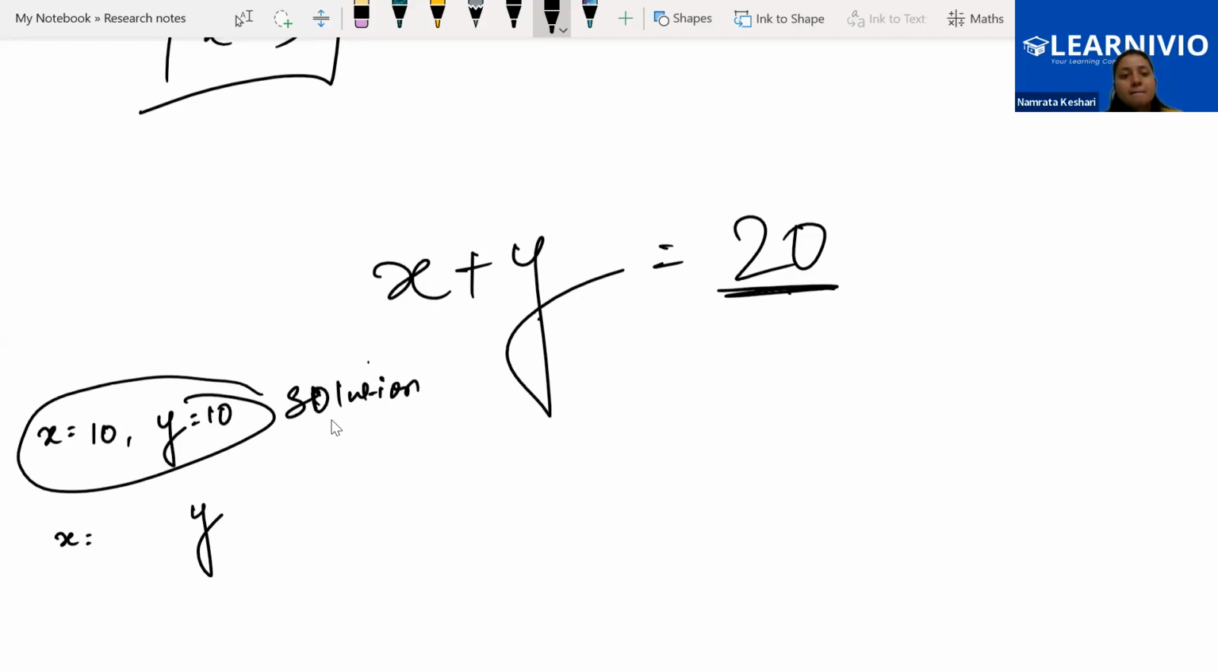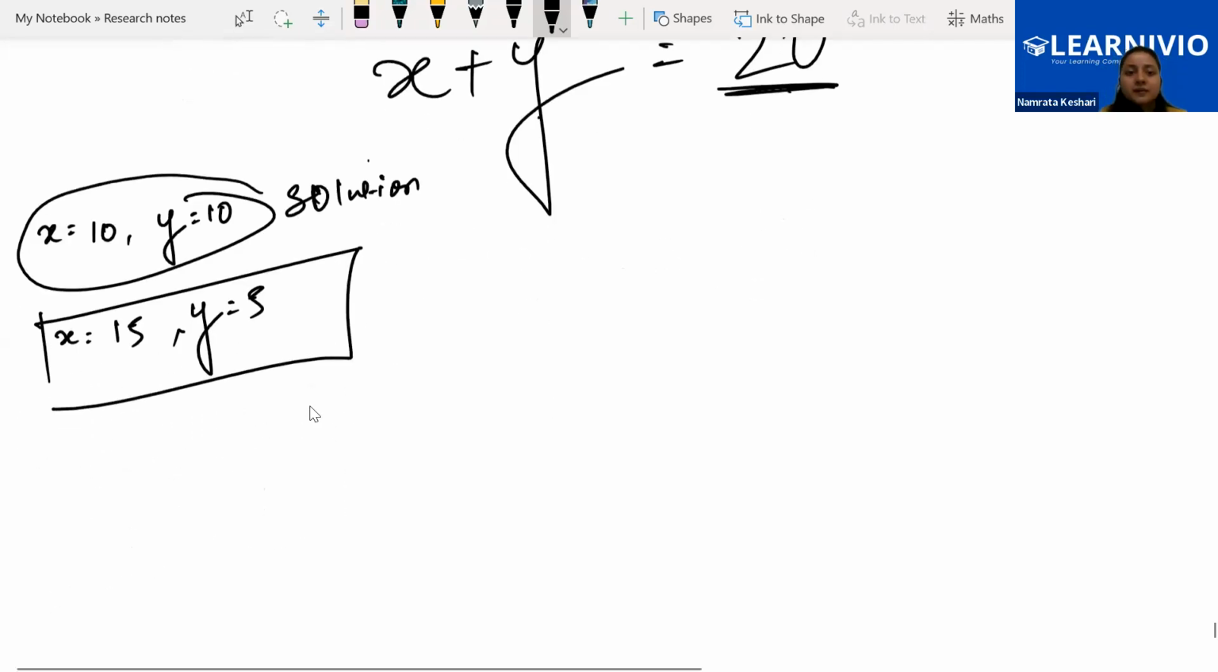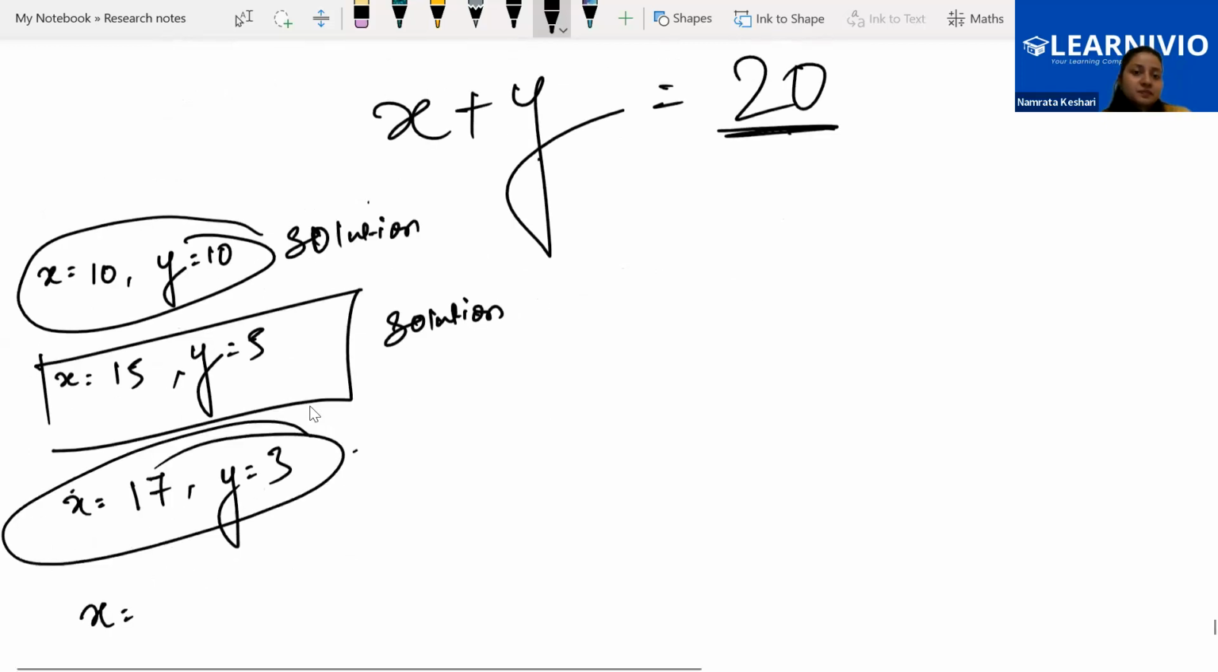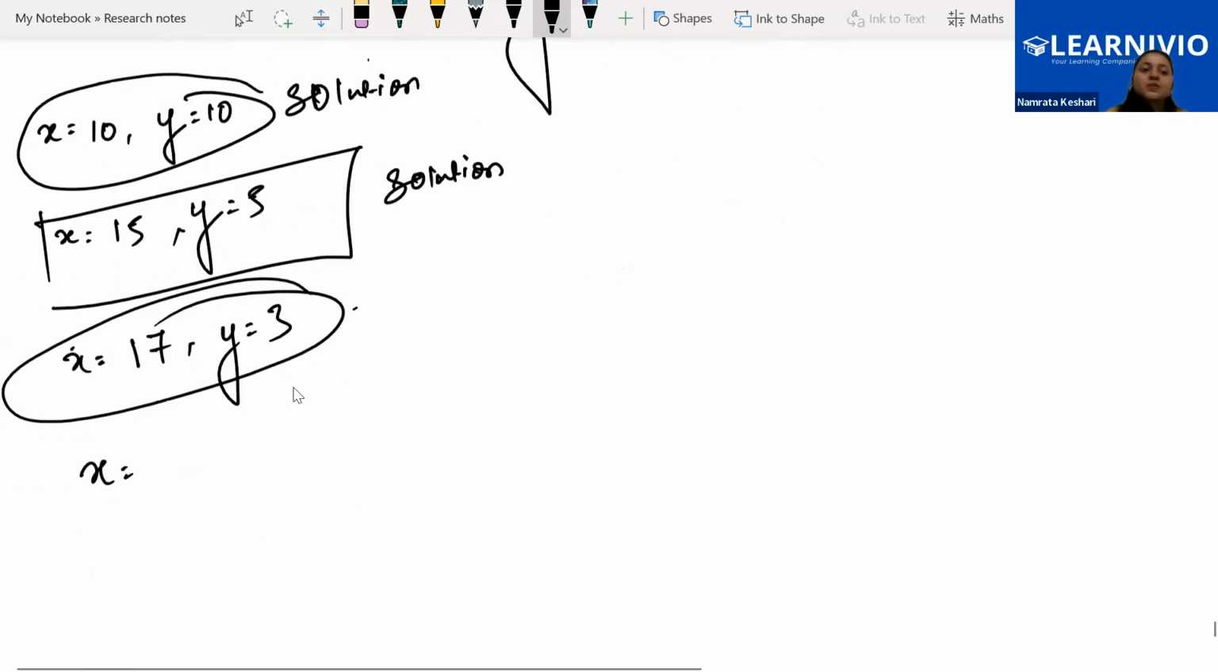15 plus 5. Perfect. Next possibility. 17 plus 3. Next possibility. 12 plus 8.